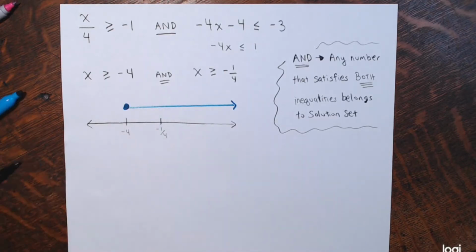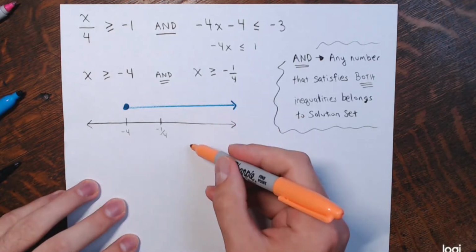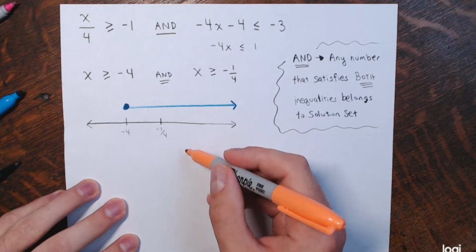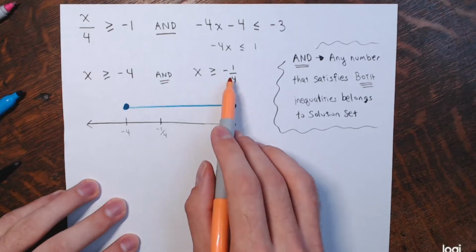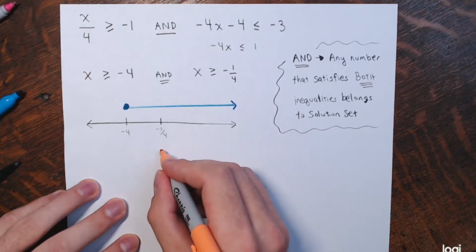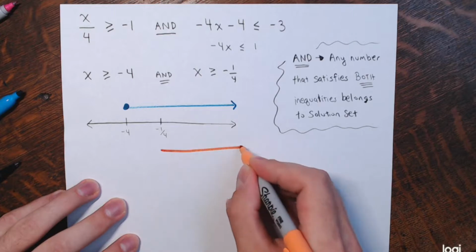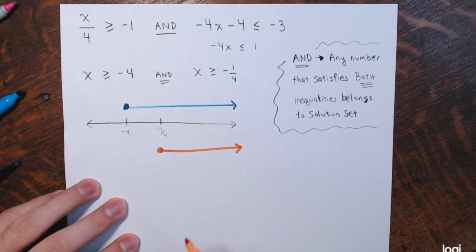All right, then in a different color, if you don't have different colors, don't worry about it. But then below the line, I'll put the graph of the second inequality. Right? X is greater than or equal to negative 1/4. That's these numbers, all the numbers, to the right of negative 1/4, including negative 1/4.